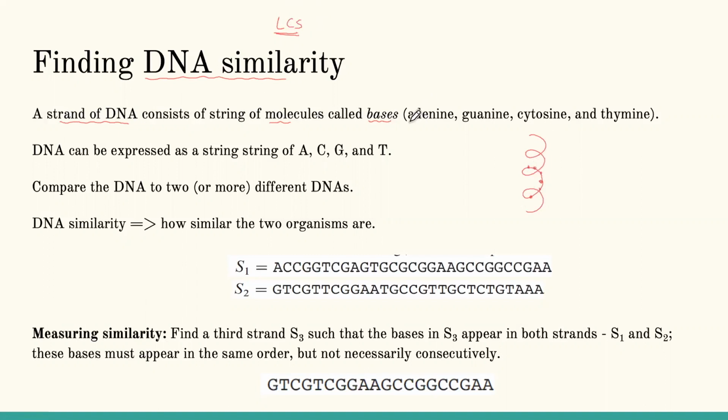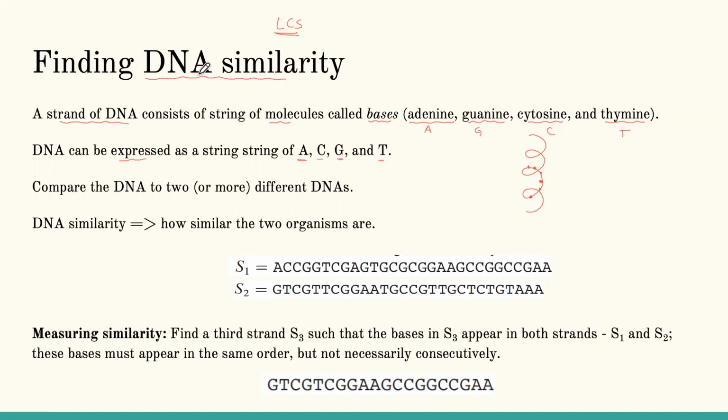These bases are adenine, represented using the letter A, guanine, represented using the letter G, cytosine using C, and thymine using T. So as I said, DNA can be expressed as a string of these characters A, C, G, and T.